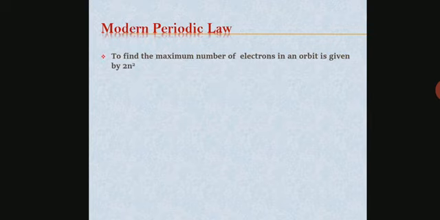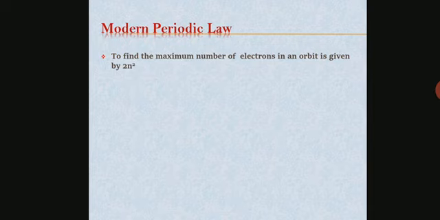Now, writing of electronic configuration. Electronic configuration means the distribution of electrons in the orbits. To find the maximum number of electrons in each orbit, we use the Bohr-Bury theory. That is 2n squared. So 2n squared is the formula.